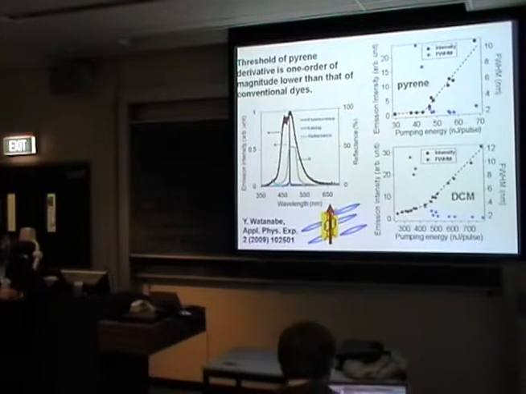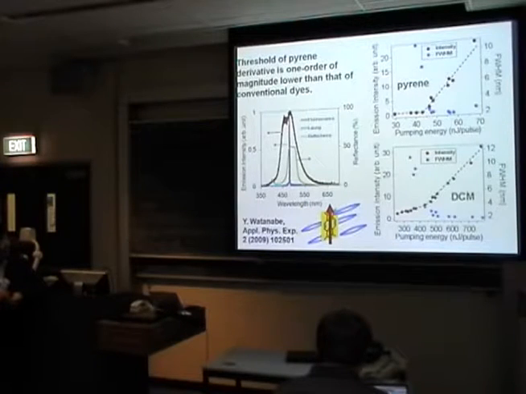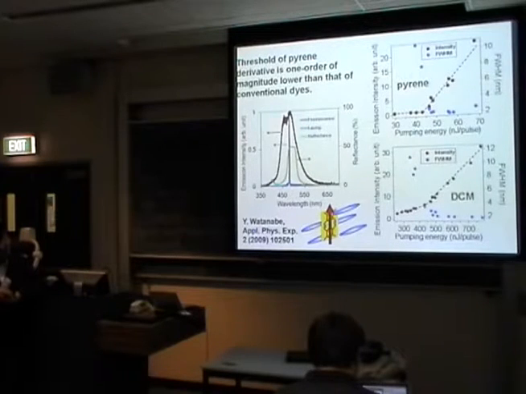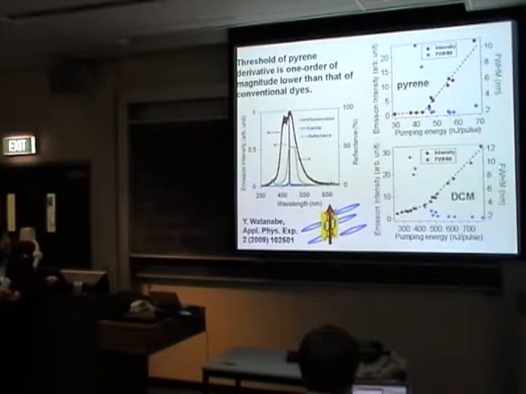So one of the reasons why many people use DCM is the excitation wavelength. You can use the second harmonic generation of YAG laser. That is almost the peak of DCM. But in this case, the absorption peak is more in the UV region. But anyway, the threshold gets very low compared to DCM.